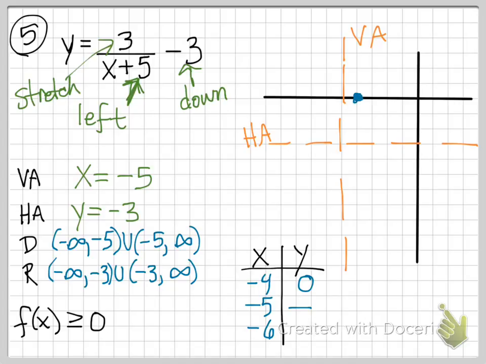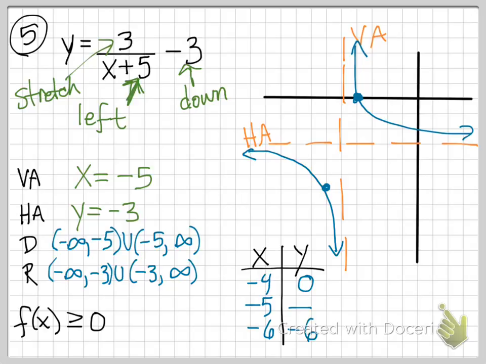Now let's look at negative 6. Negative 6 plus 5 is negative 1. 3 divided by negative 1 is negative 3. And negative 3 minus 3 is negative 6. So at negative 6, I'm at negative 6. So my curve comes in through those points. On the top half, I'm on the right-hand side of the asymptote. And in the bottom half, I'm on the left-hand side of the asymptote.